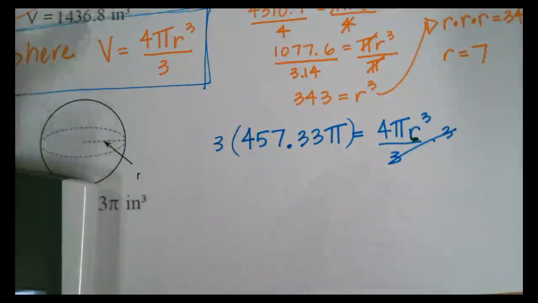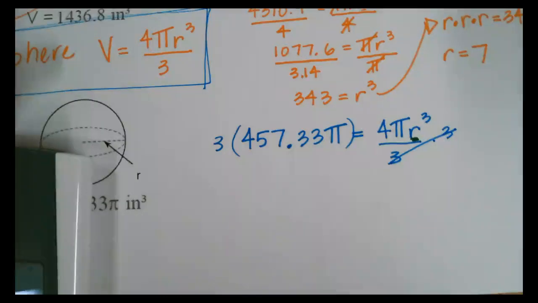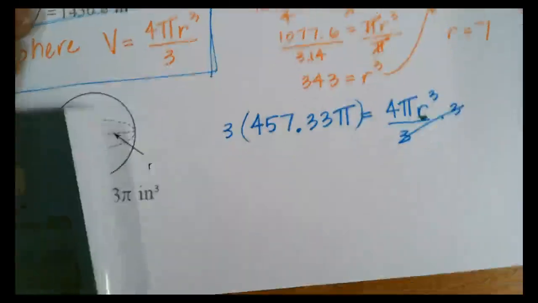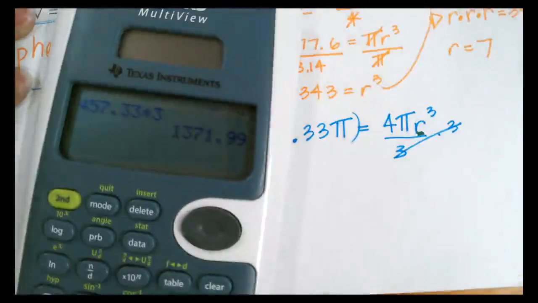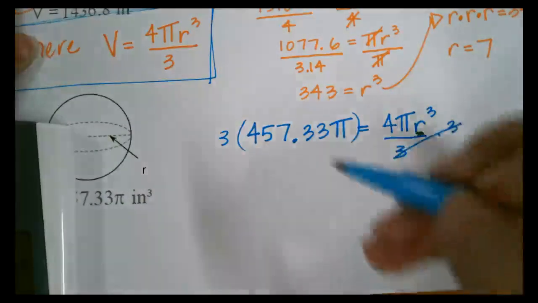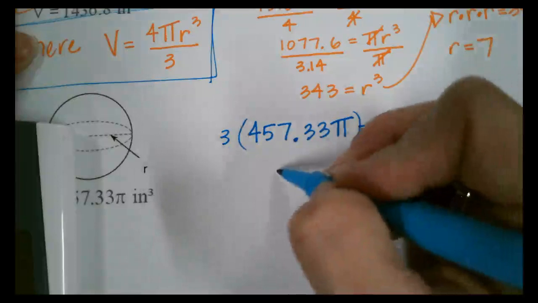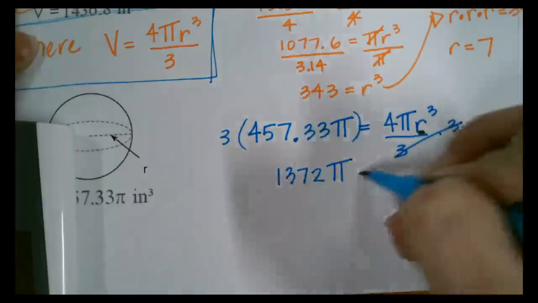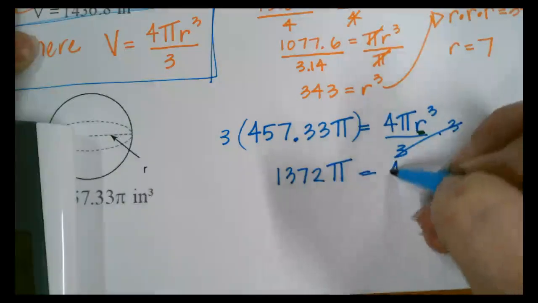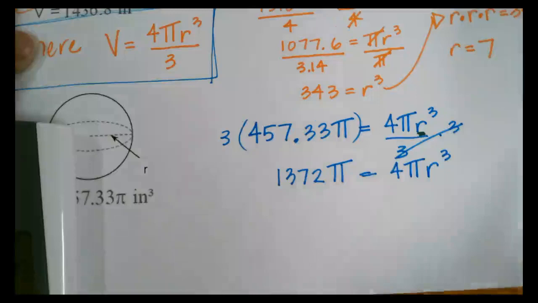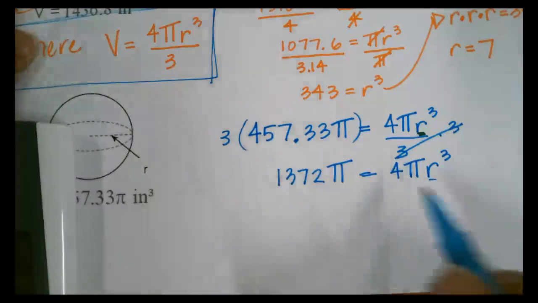So now I'm going to grab my calculator. 457.33 times 3. So now I ended up with 1,372 pi. And that is 4 pi r cubed. Still trying to get r by itself.